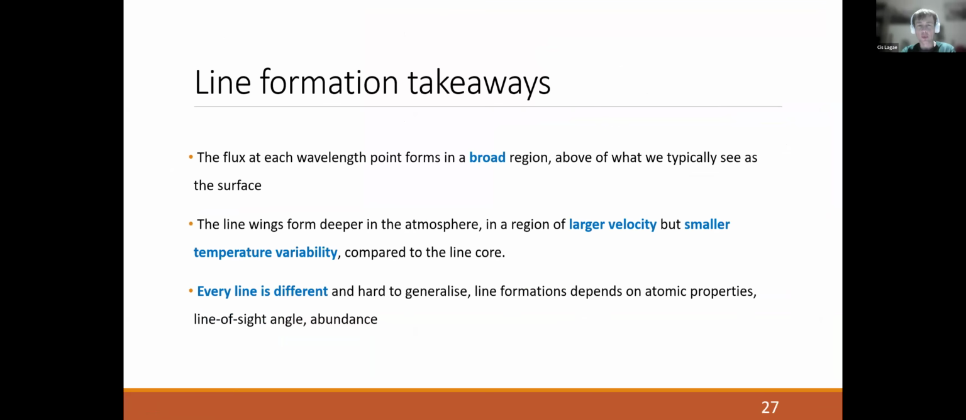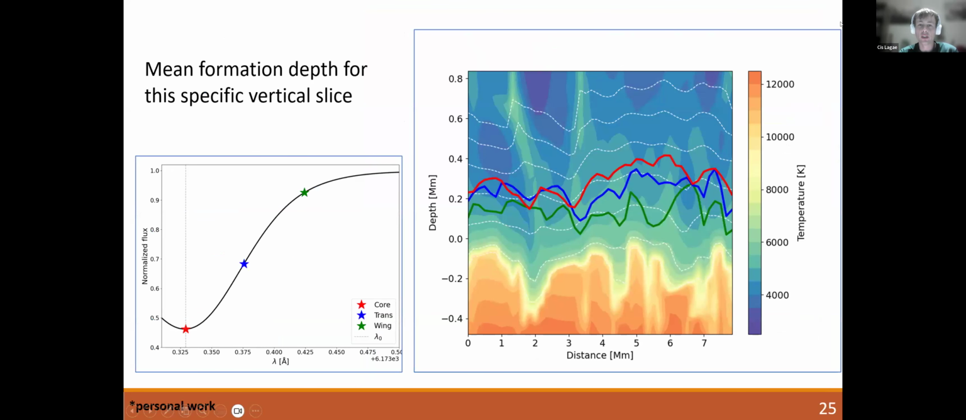To summarize the previous chapter, I want you to take away that the flux of each wavelength, or just the spectral line in general, forms in a very broad region, and it's in general not just one layer. I think people usually see lines forming really inside the granules and the lanes, which is not really the case. Most of the spectra forms well above what we typically understand as being the stellar surface. But we still see it in our spectra, nonetheless.